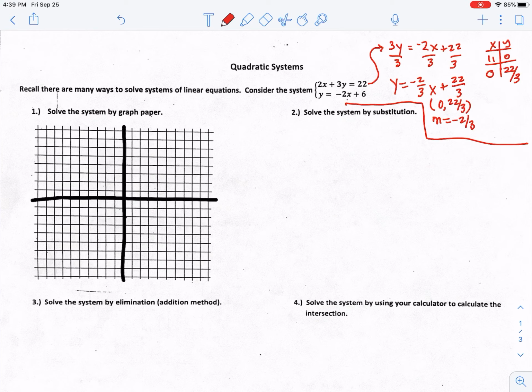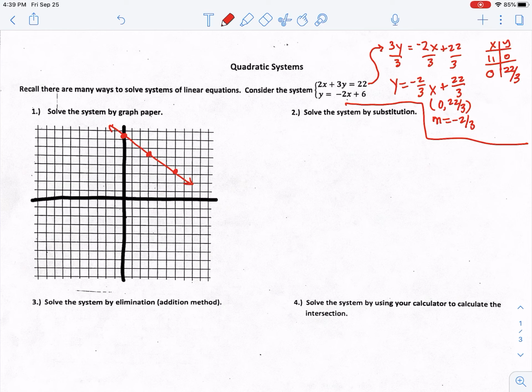I'm going to choose the option where we get into slope-intercept form, and I'm going to plot my y-intercept, which is 22/3. That's the same as 7 1/3. So 1, 2, 3, 4, 5, 6, 7 1/3. And then I'm going to go down 2, right 3. Down 2, right 3. Get a couple points there. And then I'm going to use a straight edge and graph the equation.